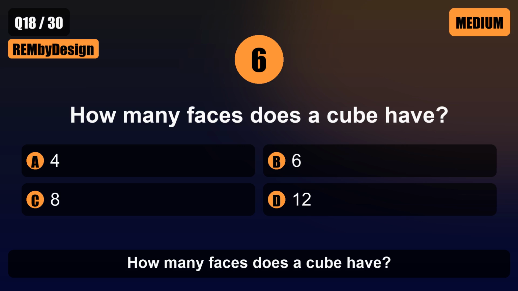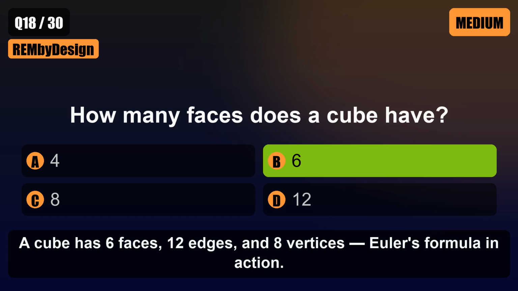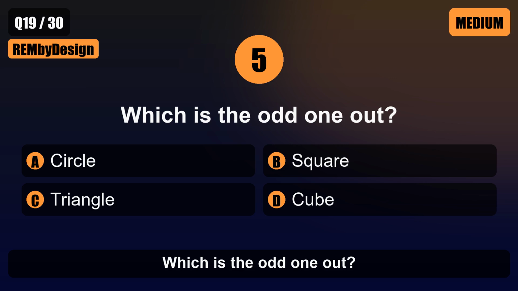How many faces does a cube have? A. 4, or B. 6, or C. 8, or D. 12. The answer is B. 6. A cube has 6 faces, 12 edges, and 8 vertices. Euler's formula in action.